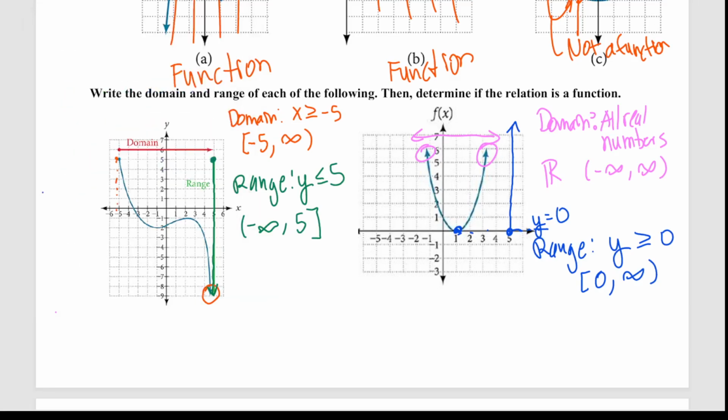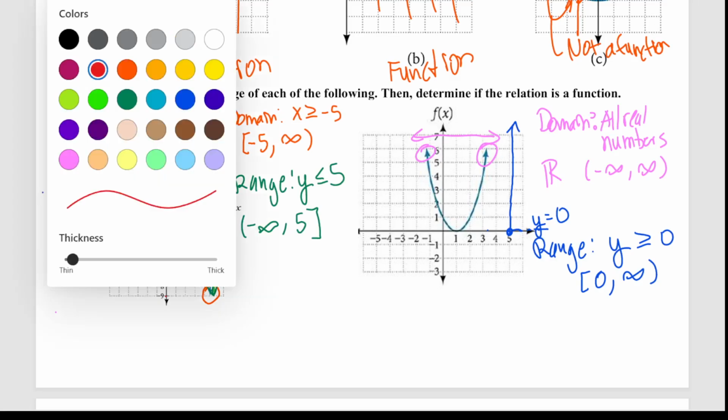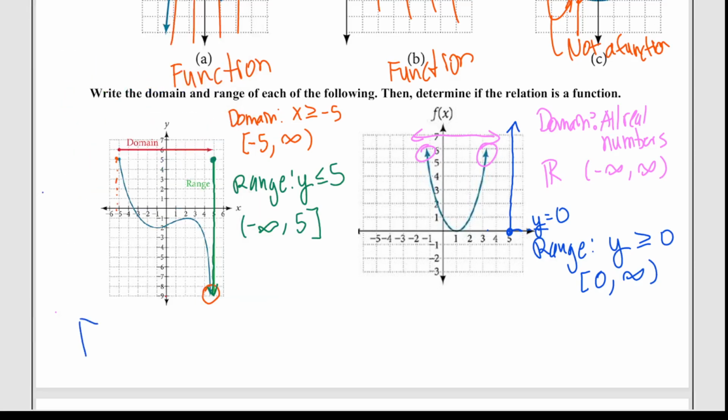For both of these, we can also envision the vertical line test, and both of them appear to pass the vertical line test. And I'm just going to erase those vertical lines for now, just so that it doesn't get confused with the domain and range later. But everywhere that I could draw a vertical line on both of these, it would only be crossing the function once, so we would be okay. Both of these would be considered a function, and it's okay to justify by saying that it passes the vertical line test.